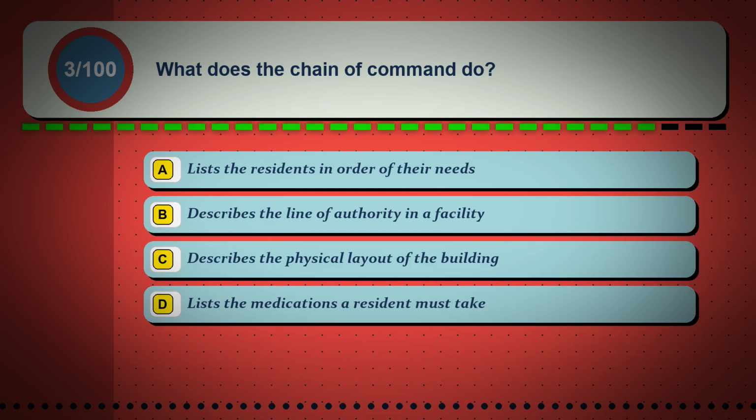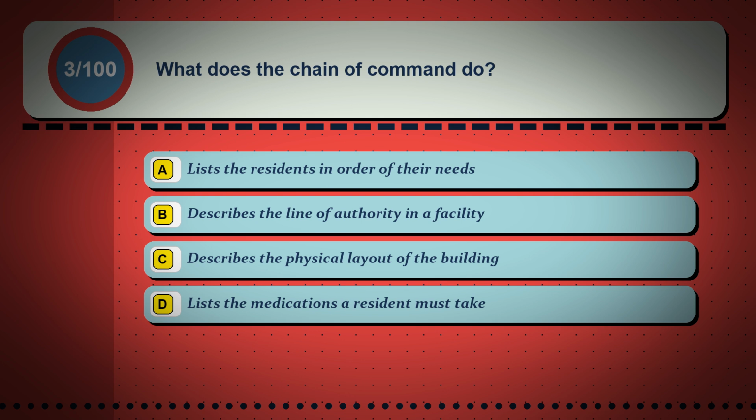Question 3. What does the chain of command do? Option A. Lists the residents in order of their needs. Option B. Describes the line of authority in a facility. Option C. Describes the physical layout of the building. Option D. Lists the medications a resident must take.